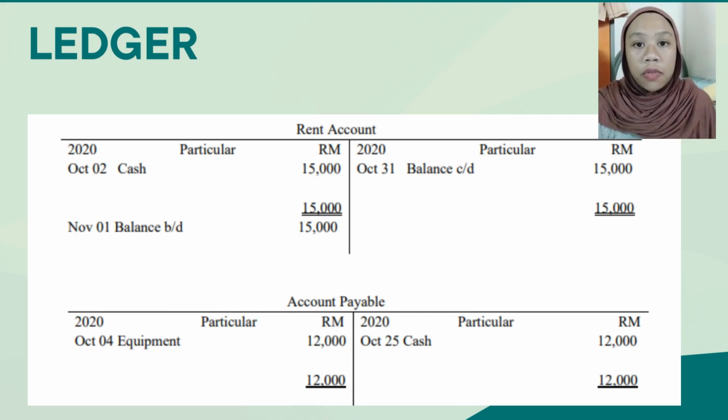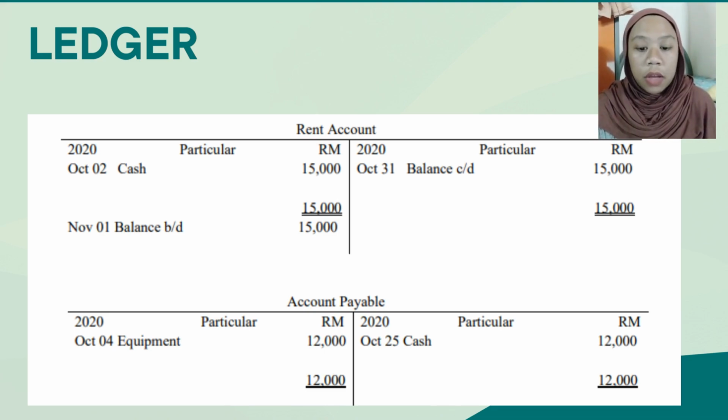Next, rent account for debit side October 2 cash 50,000 and the total will be 50,000. For credit side October 31 balance CD will be 50,000 and the total will be 50,000. For November 1 balance BD will be 50,000. Next, account payable for debit side October 4 equipment 12,000 and the total will be 12,000. For credit side October 25 cash 12,000 and the total will be 12,000.